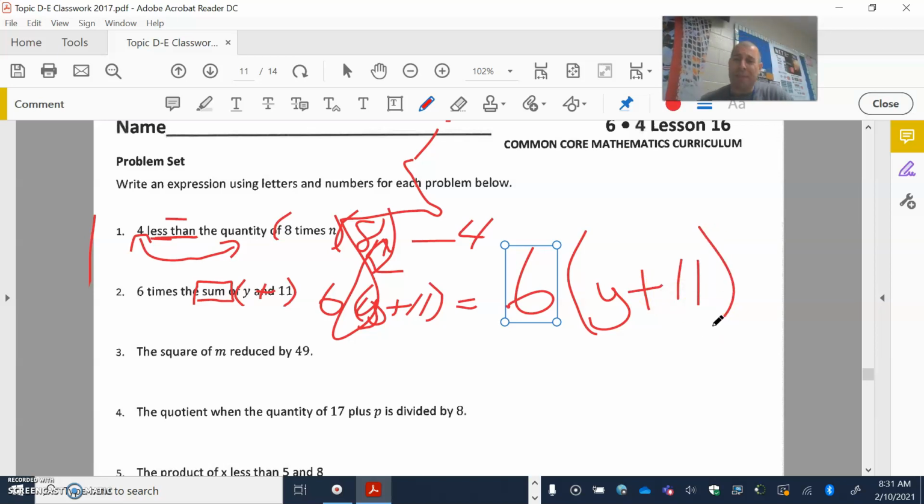Question 3, to square something. Now you might not be familiar with this. Square is an exponent. It's the short way of saying the second power.